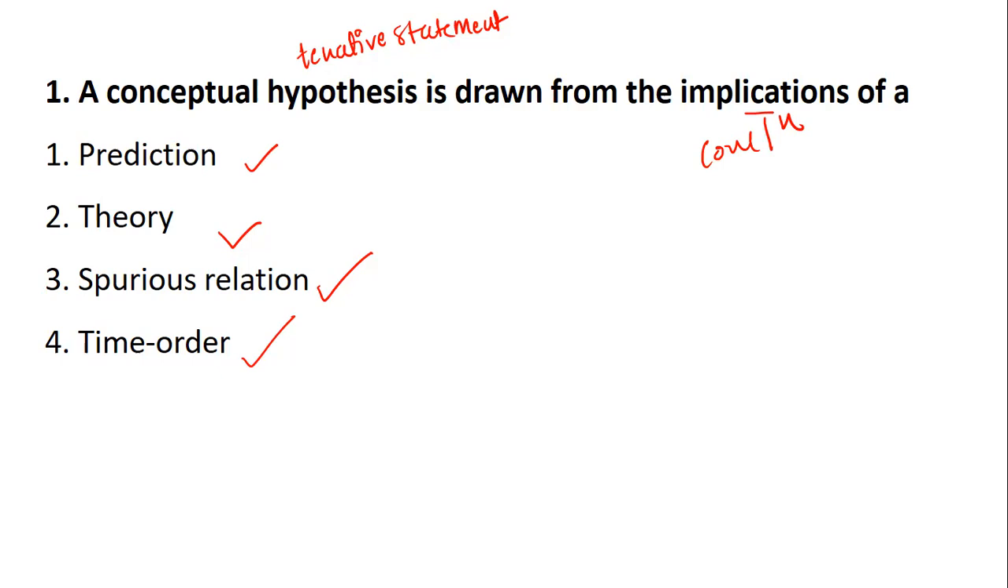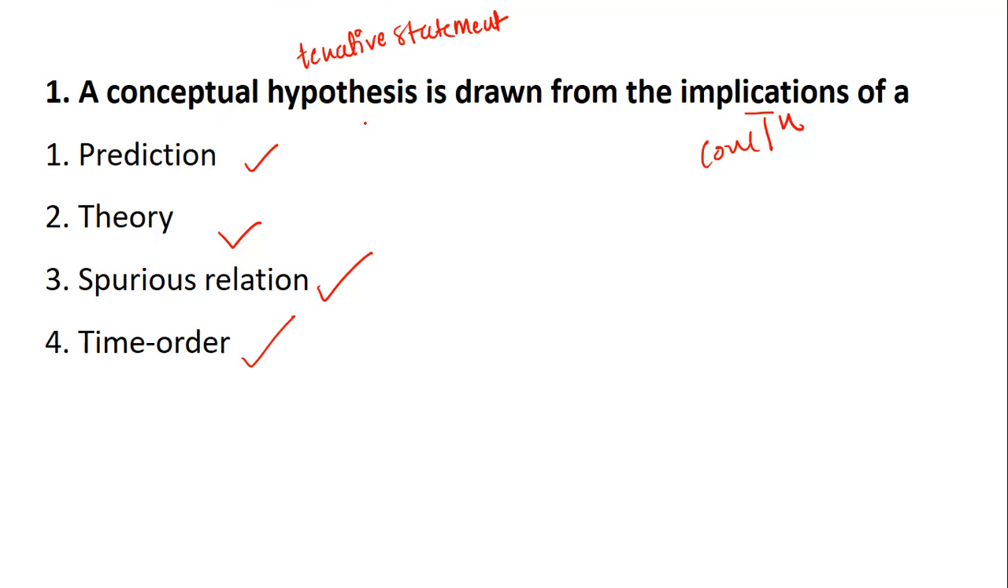But what do you understand from the term spurious relation? It is a relation between events or variables due to certain coincidence. So it can be a spurious relationship. The approach cannot be a causal relationship, but it is a coincidence.